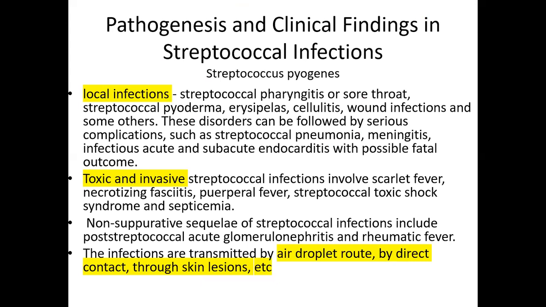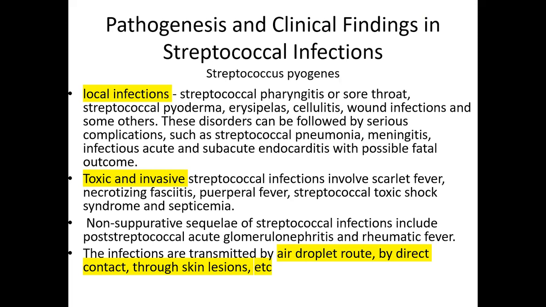Okay. Streptococci can cause local or generalized toxic infection. Local infections include streptococcal pharyngitis or sore throat, streptococcal pyoderma, erysipelas, cellulitis, wound infection, and some others. These disorders can be followed by serious complications such as streptococcal pneumonia, meningitis, and acute or subacute endocarditis with possible fatal outcome.